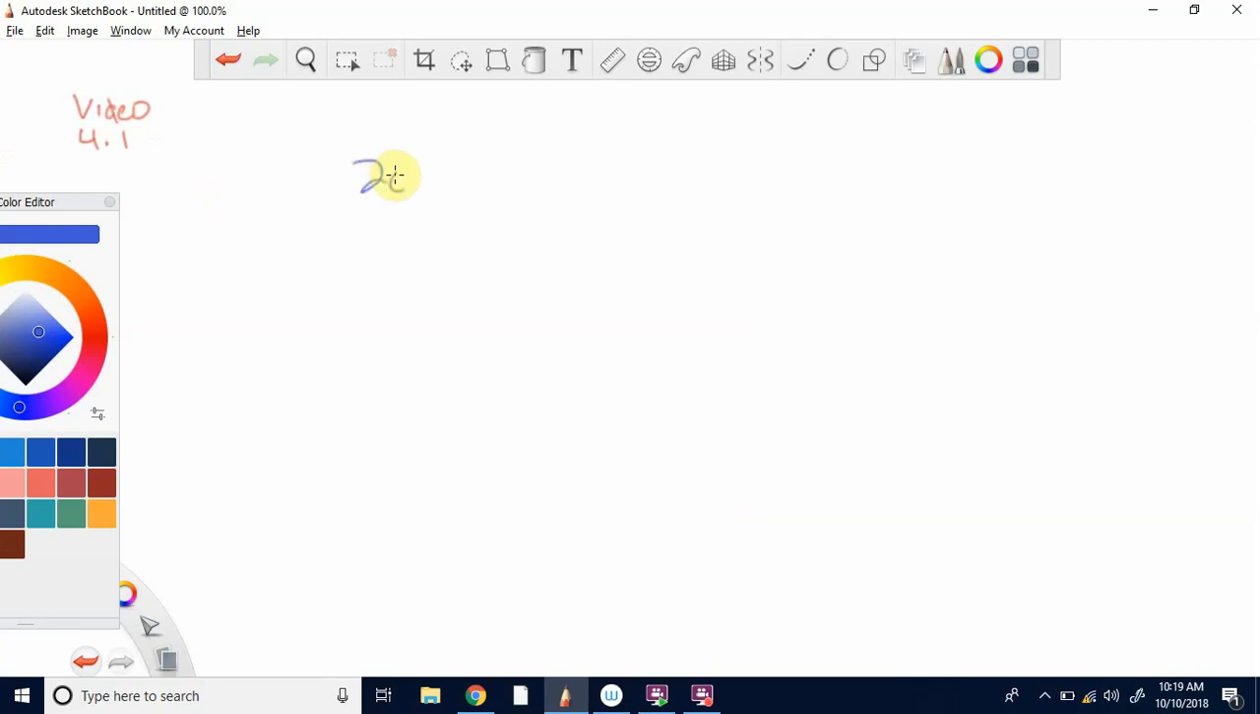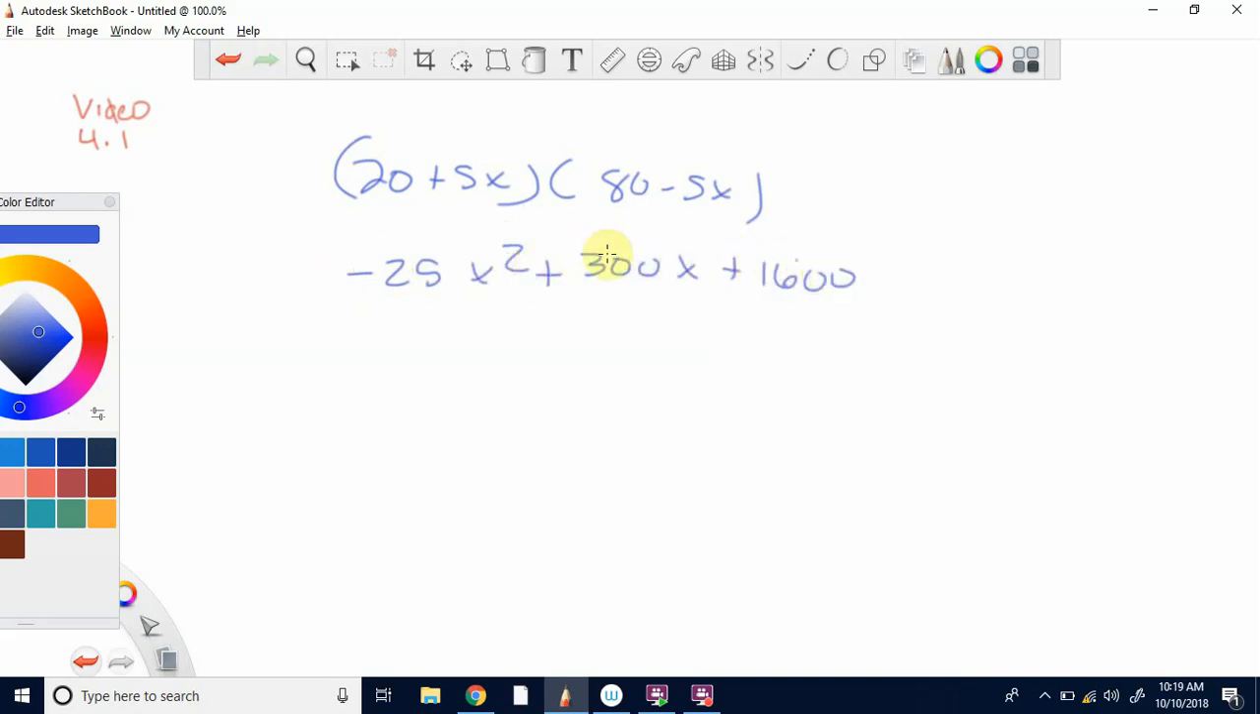We're going to do 20 plus 5x times 80 minus 5x. And we're just going to FOIL. And when we get it all set and done, it's going to be negative 25x squared plus 300x plus 1600. So this is f of x. All right. So what we have to do is find the number of increases, x.